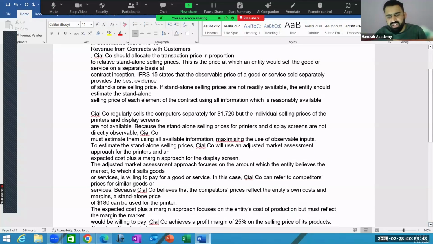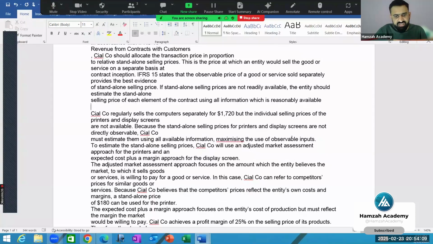So this is a proposed answer which I have already written. And look at what points we have discussed. Number one, simple. C should allocate transaction price in proportion to the relative standalone selling price. Then he is defining the standalone price. This is the price at which an entity would sell goods or services on a separate basis at contract inception. And IFRS 15 states that the observable price of a good or service sold separately provides the best evidence of the standalone selling price. And if the standalone selling prices are not readily available, then we have to estimate it.